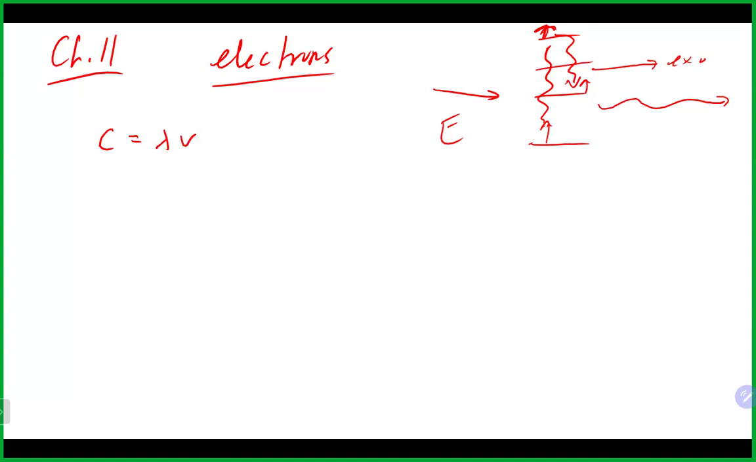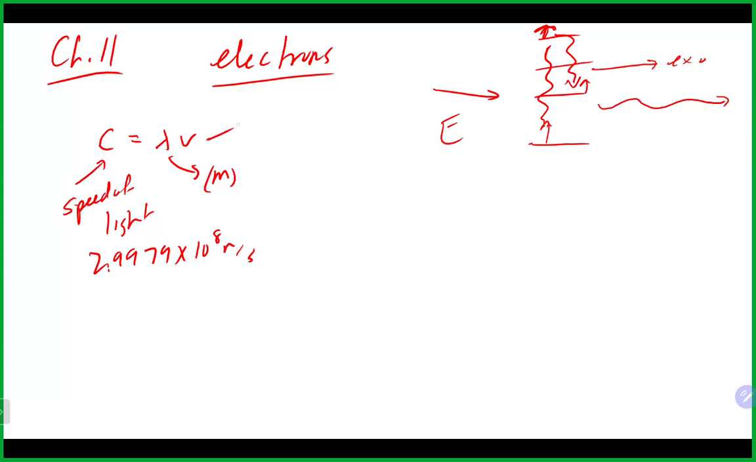So c is equal to the wavelength times the frequency. c is the speed of light, 2.9979, I think, times 10 to the 8 meters per second. That is our wavelength, but it does need to be in meters in this formula. And that's our frequency, which does need to be in reciprocal seconds. Remember, you could use this to solve for either frequency or the wavelength if you have one or the other, just by dividing, basically.